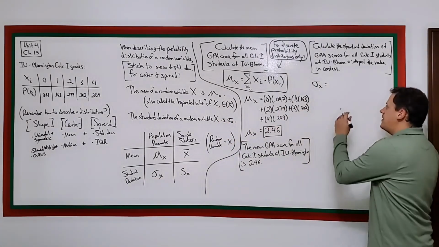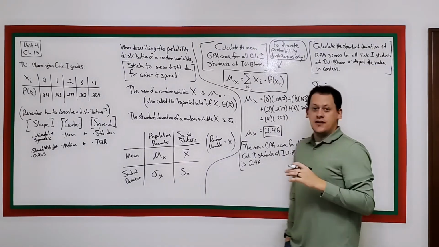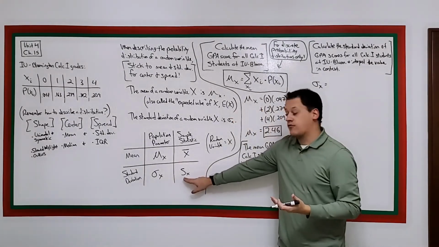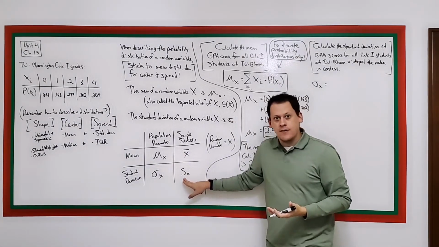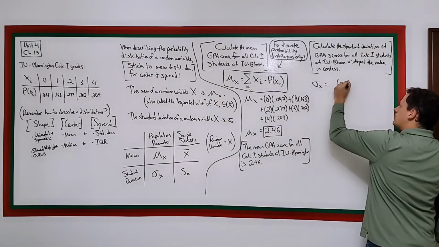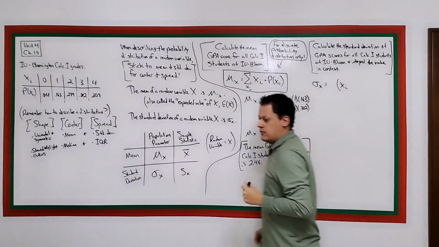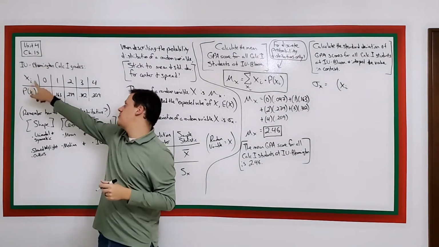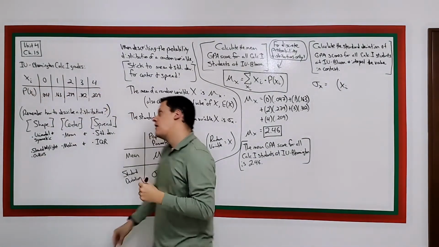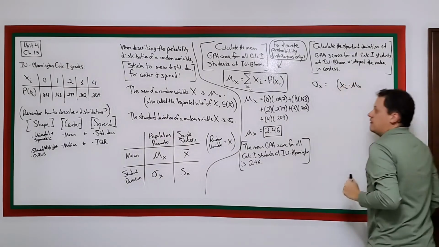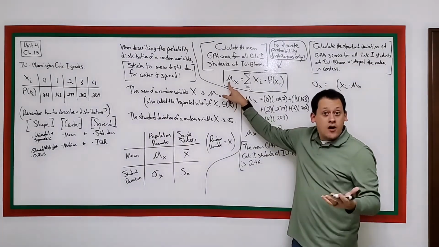And the formula for the standard deviation is going to be similar to the formula that we used for a sample standard deviation. And that is, we're going to take each individual value of the random variable, so the GPA scores along the top here, and we're going to subtract out the mean that we already just calculated.